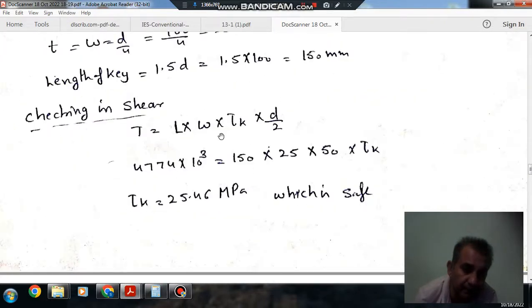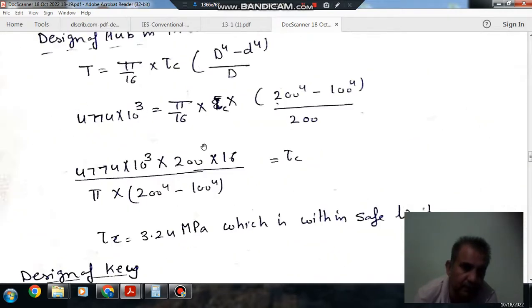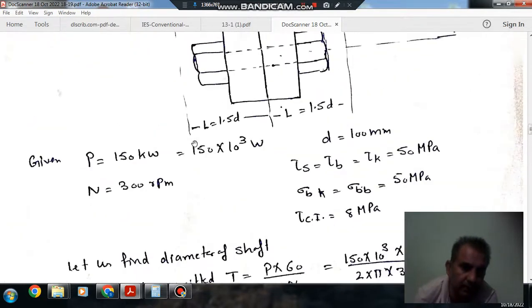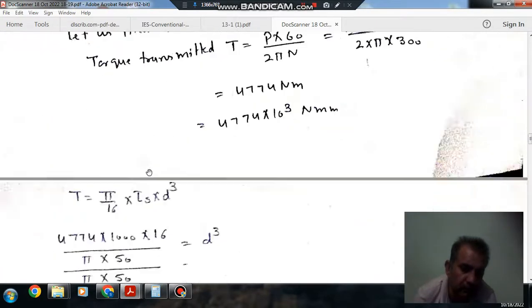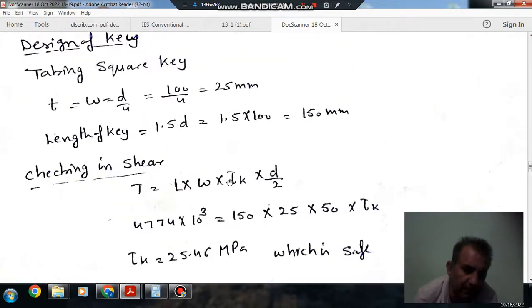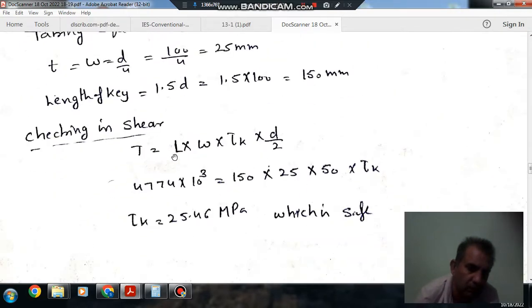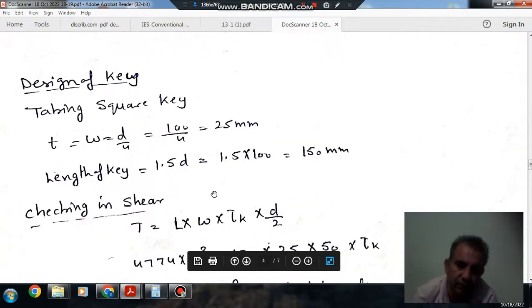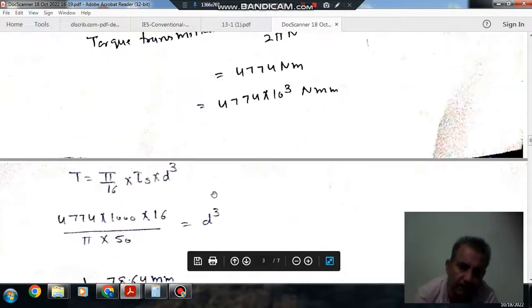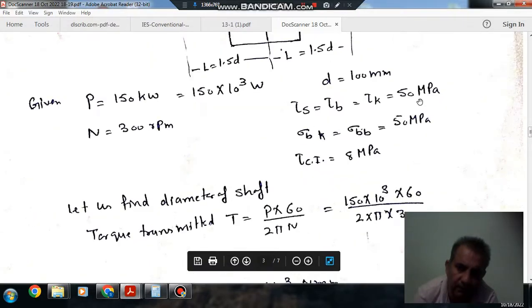If you multiply by shear stress, then it will be force, and this force is at a radius d by 2, or at the periphery of the shaft. So this force multiplied by d by 2 will be equal to torque. Now we can put the values of L, W, T and small d and find out tau k. So tau k comes out as 25.46 MPa, which is also safe because the permissible shear stress for the key is given as 50 MPa.